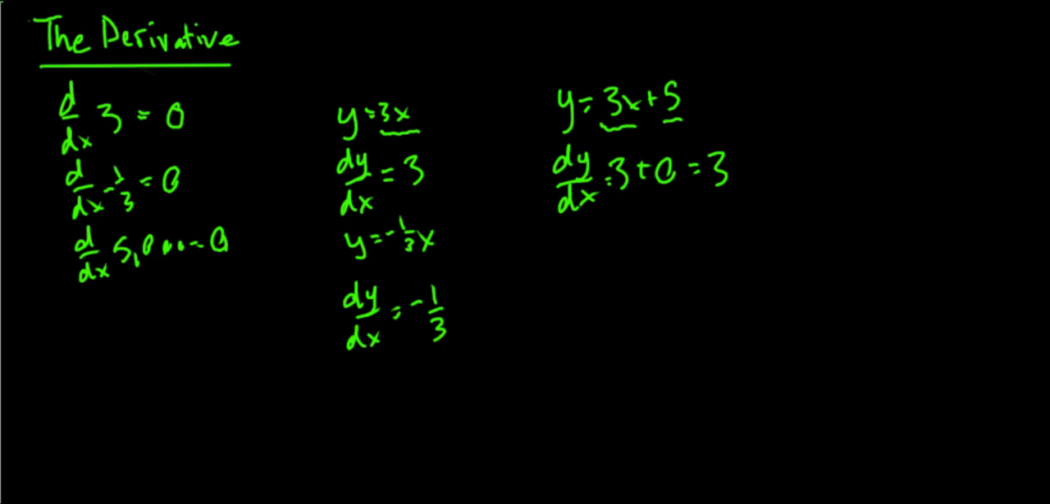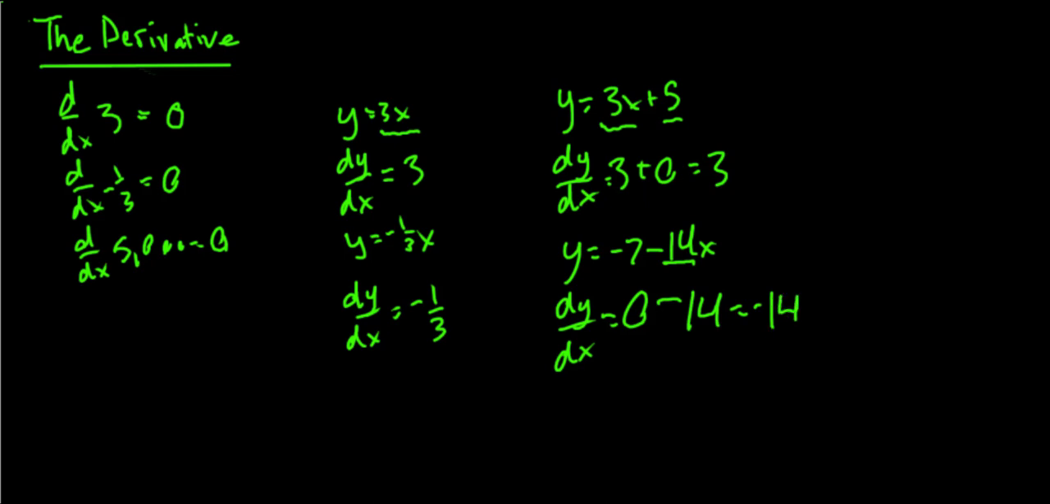The same thing holds if we're doing subtraction. So let's say we have y is equal to, let's say, negative 7 minus 14x. Find dy dx. Okay, well first let's take the derivative of negative 7. We know that that's just going to be equal to 0. And then we have minus 14x. So 14x, the derivative of that is just a constant 14 in front. So we'll have 0 minus 14, and we get negative 14.